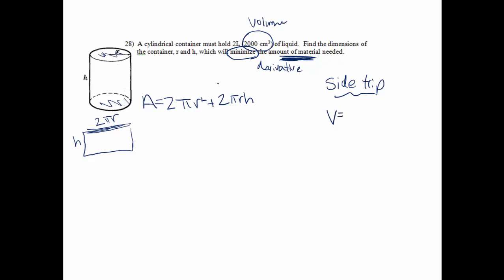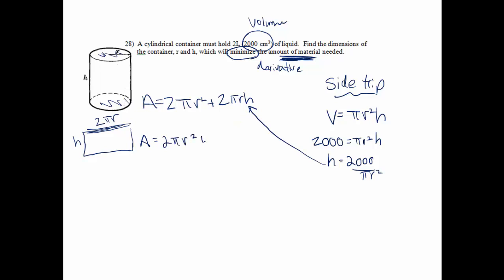The volume of a right circular cylinder is pi r squared h. All right, and then from here, I know that the volume is going to be 2,000, so 2,000 equals pi r squared h. I'm going to solve this for h, so h will equal 2,000 divided by pi r squared. All right, so now I'm going to plug that into this formula. So now I'm going to have A equals 2 pi r squared plus 2 pi r, and then instead of h, I'm going to have 2,000 over pi r squared.